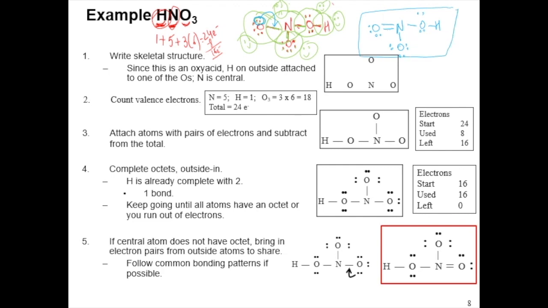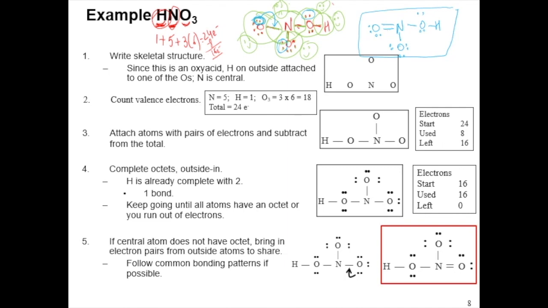HNO3, right? So if sometimes the central atom is not happy, you basically can take electrons from the outside atom and give them to nitrogen. Now what is the difference here? I took the electrons from this oxygen. Why not this oxygen? Okay, first question is that. Second question is, I took electrons from this oxygen. Why not this? You can take electrons from this oxygen or this oxygen. It would still be the same structure, right?